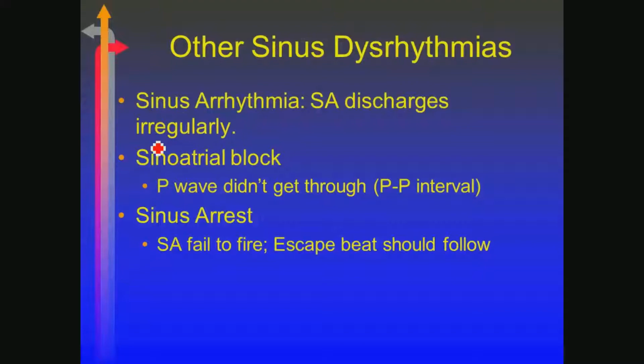Some other sinus dysrhythmias. Sinus arrhythmia, where the SA discharges irregularly. Sinoatrial block, where I basically have a P wave that didn't get through. You just have a P wave with no QRS complex associated with it. And sinus arrest, where I end up having just no P wave, QRS kicks in, and we have an escape beat, either a nodal or a ventricular beat.